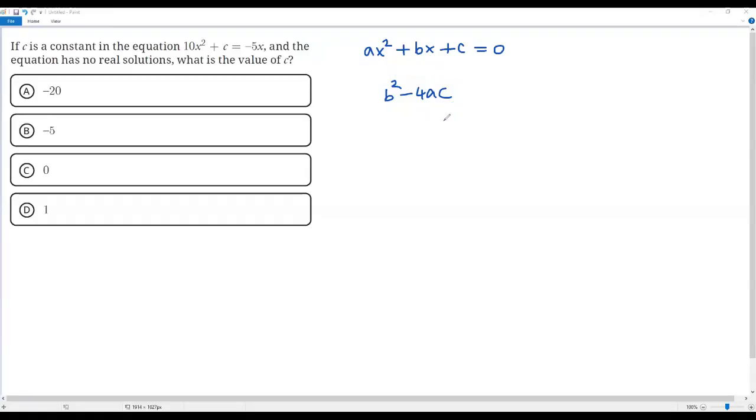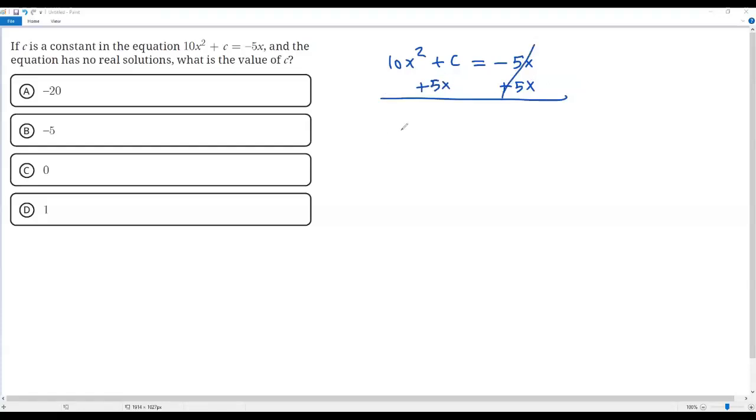Anyway, our quadratic equation is not in standard form, that is 10x squared + c = -5x. So first, let's write the quadratic equation in our problem in standard form. Let me add 5x to both sides to get rid of the negative 5x. Negative 5x and positive 5x cancel out. I get 10x squared + 5x + c = 0. Now the equation in our problem is in standard form.